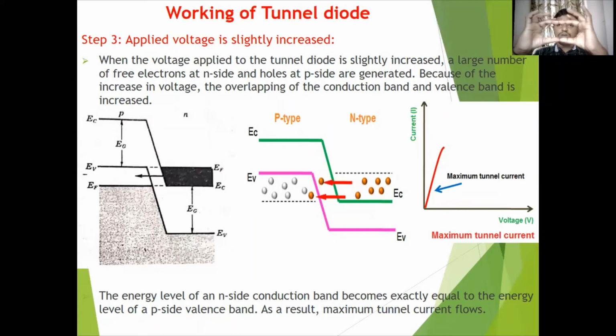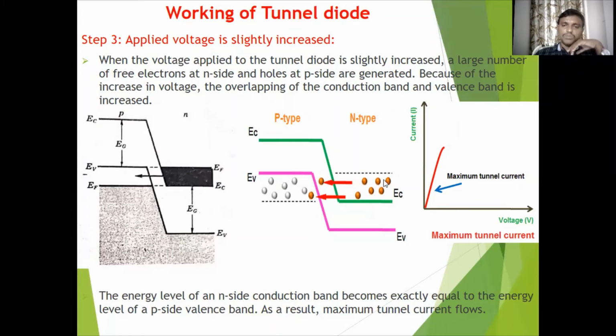What happens here is that the electrons from the n side to the p side will penetrate easily and the depletion region will decrease. You can observe here the depletion region has vanished. The valency band of the p side is this one, and the conduction band of the n side is this one. So both are overlapped.